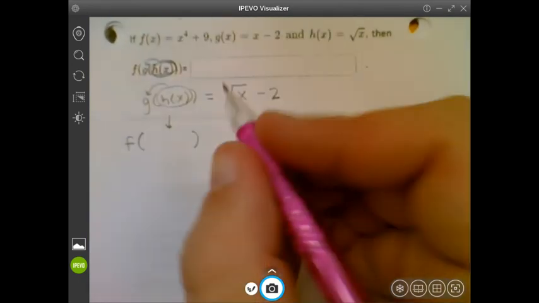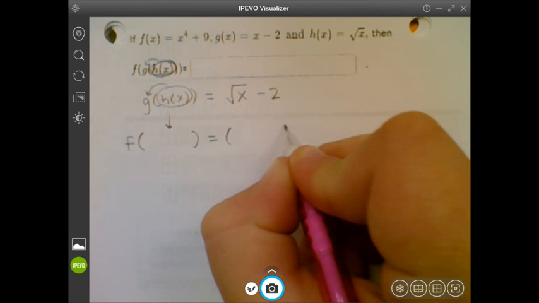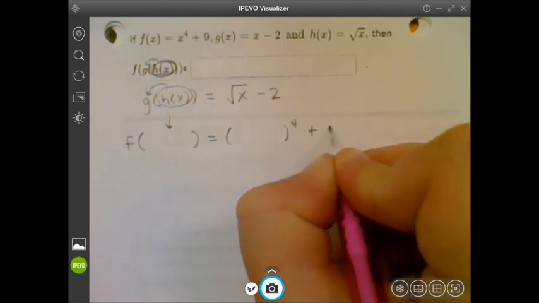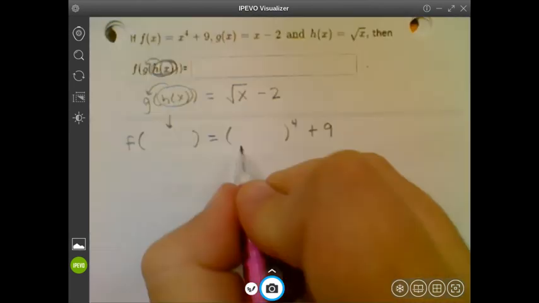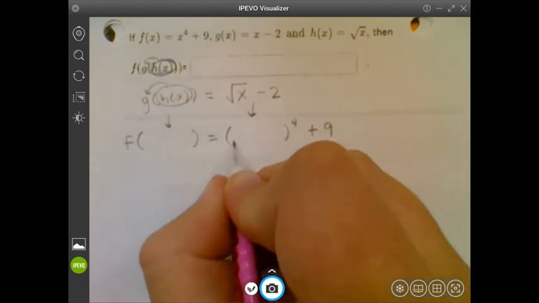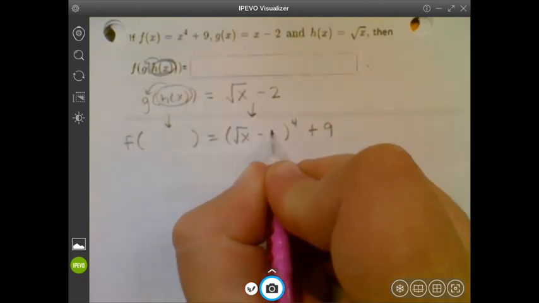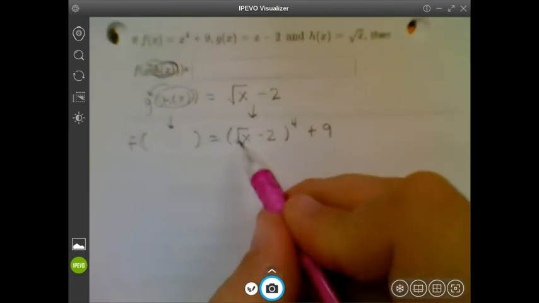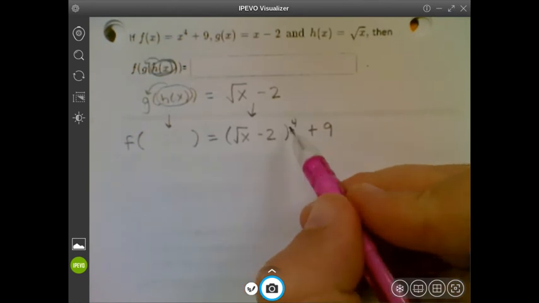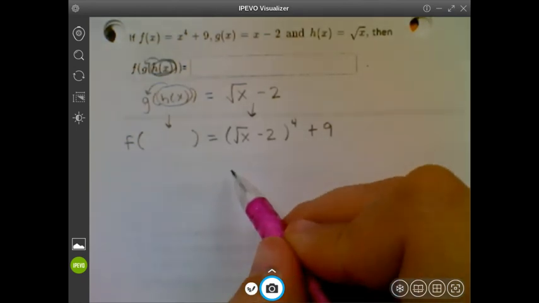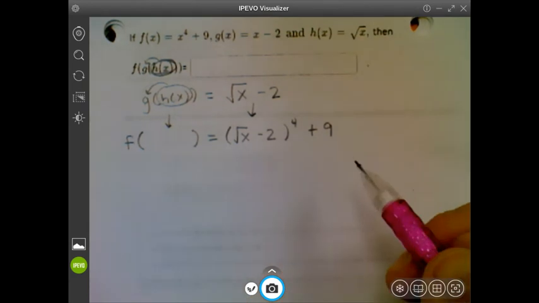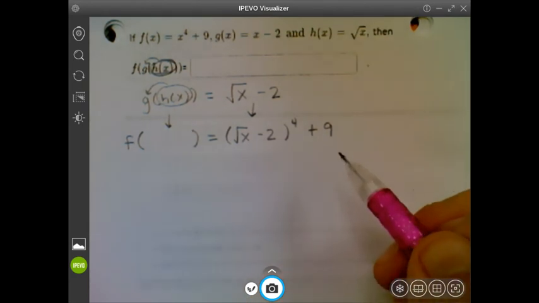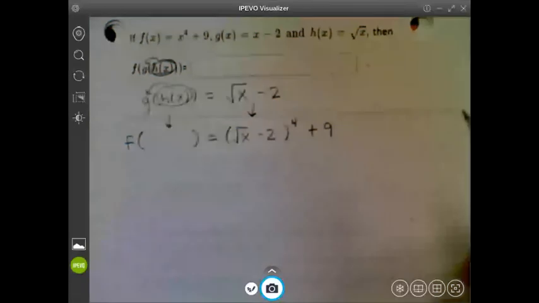So now we're putting that into f to get our final composition. Wherever you see f, f is going to be like your base function, right? Something to the fourth plus 9. And in there, you're going to plug in where the x used to be, the square root of x minus 2. Technically you could do this multiplication to the fourth power. You would have four of them: the square root of x minus 2 times the square root of x minus 2 times the square root of x minus 2 times the square root of x minus 2. You'd have four of them that you'd have to multiply together.